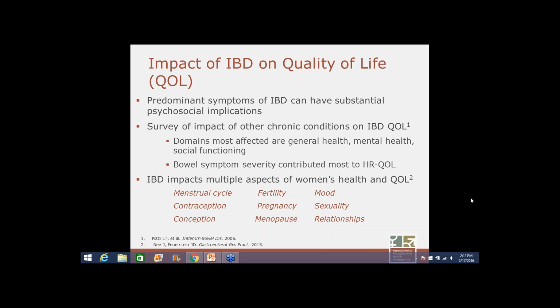But IBD also impacts multiple aspects of women's health and specifically their quality of life, including the menstrual cycle that we're going to talk about, contraception and conception, and then in the next part two would be fertility, pregnancy, and menopause, but also mood, sexuality, and relationships.